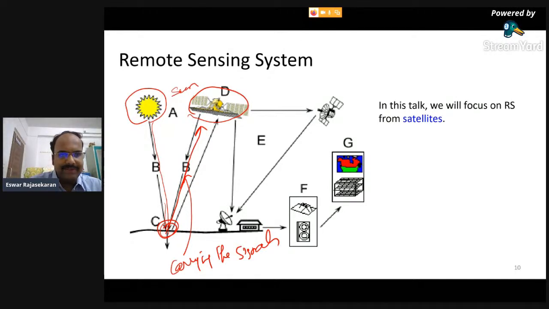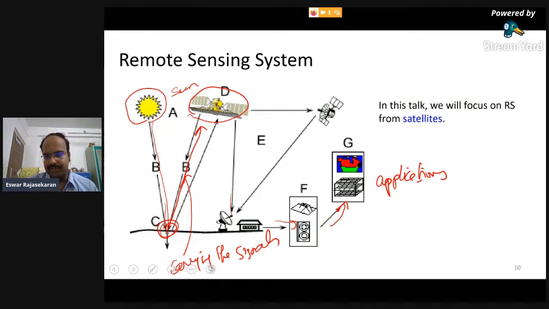Then that particular image will be transferred to the ground station through some different means, and we will be able to collect that image, work with it, or analyze it using various analysis techniques, and finally we use that image for our applications. So this is the actual life cycle of a remote sensing system, starting from the origin of energy, to the interaction of the energy with the object, collection of energy by the sensor, forming an image of the Earth system, and finally processing the image and using it for various applications.